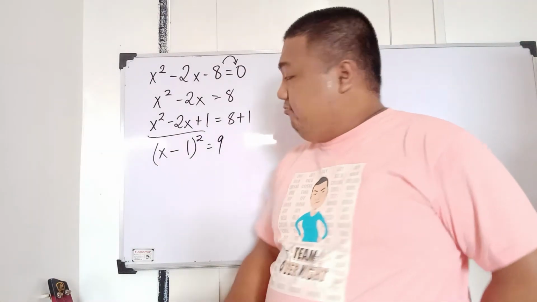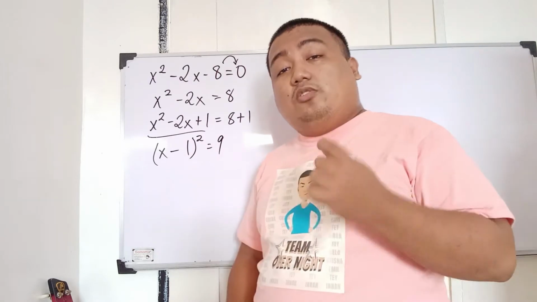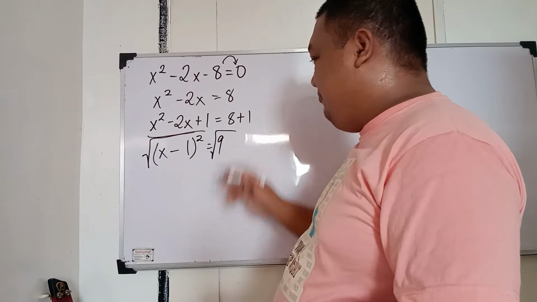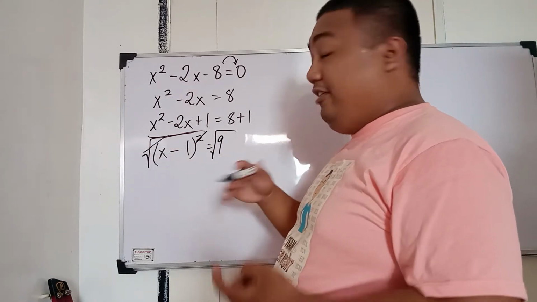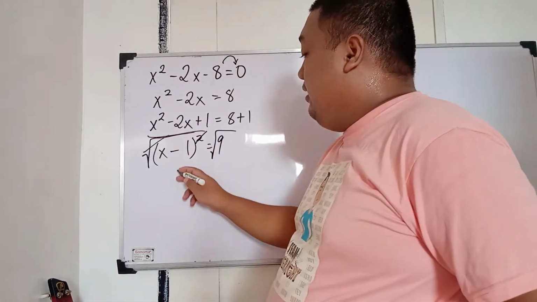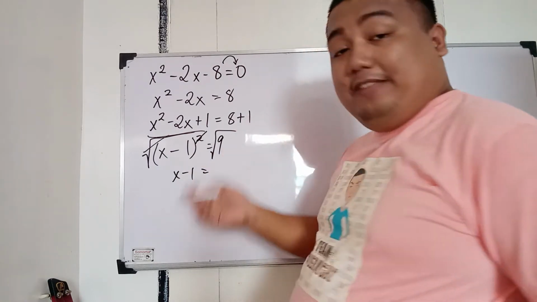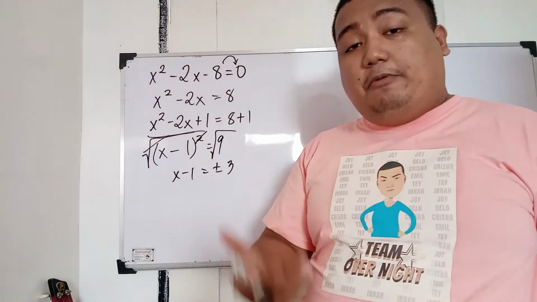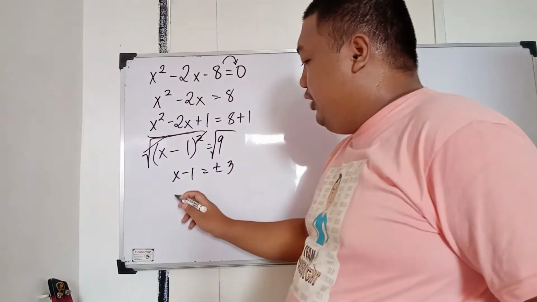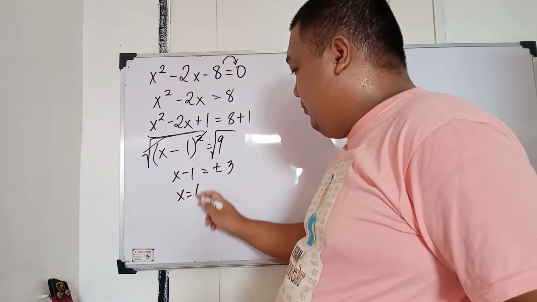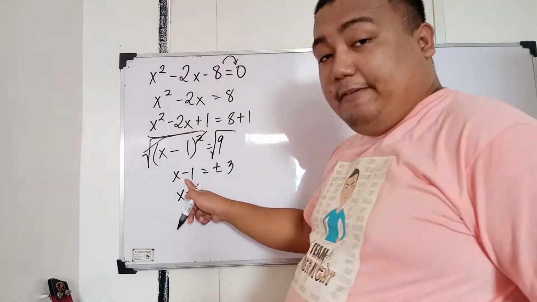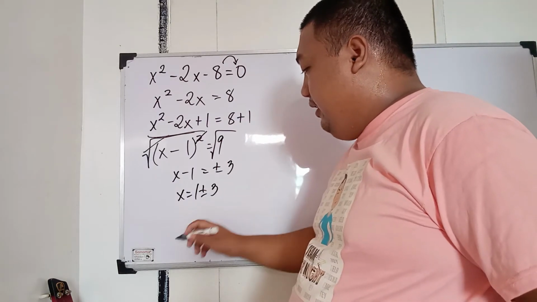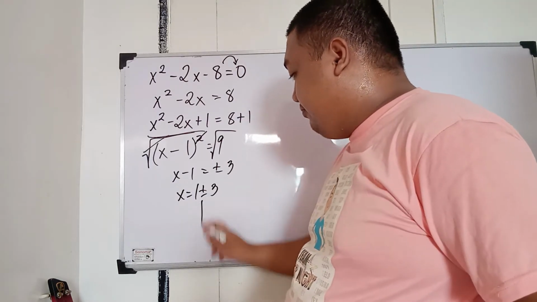Then after that, process tayo ng extracting the square root. So, square root. Ayan. So, cancel na yung square root ay yung squared ng x minus 1. So, x minus 1 equals square root of 9. Still, positive and negative 3. Then, we will put negative 1 on the other side of the equation.